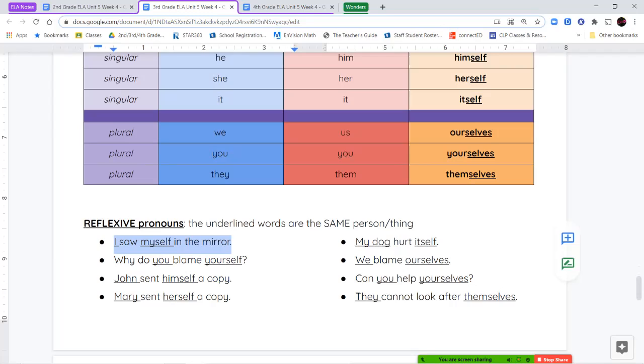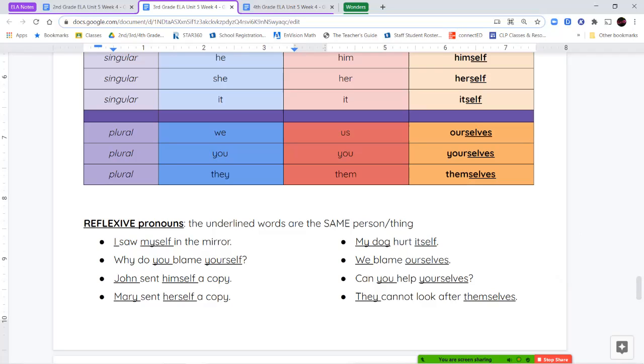Myself is talking about I, it's talking about me. So I saw myself in the mirror. Why do you blame yourself? So yourself is talking about you. John sent himself a copy. So himself is referring to him, John.